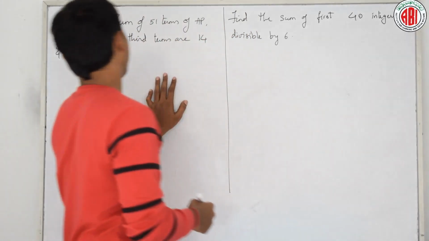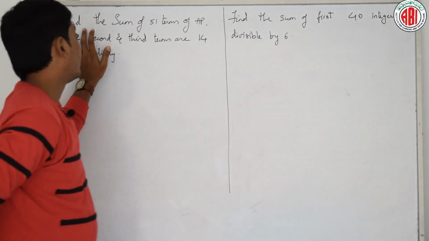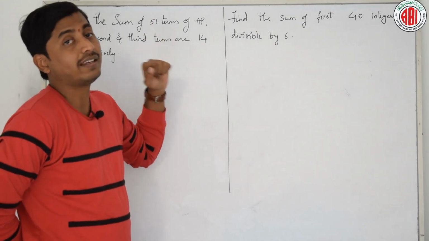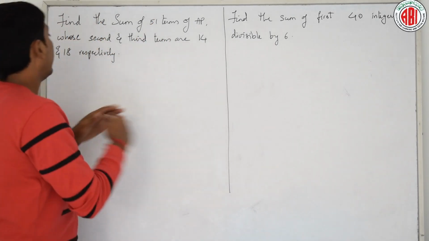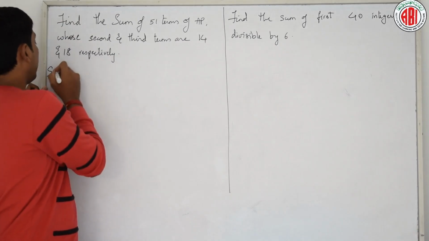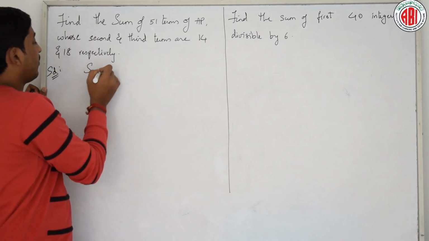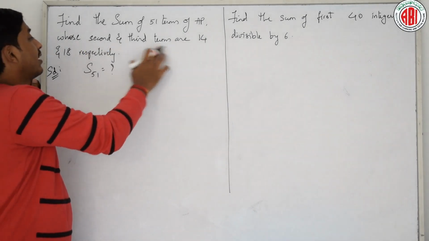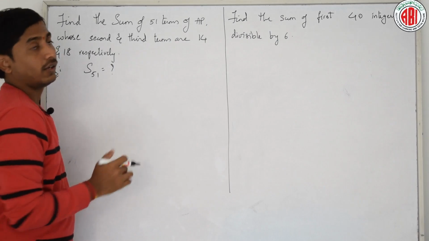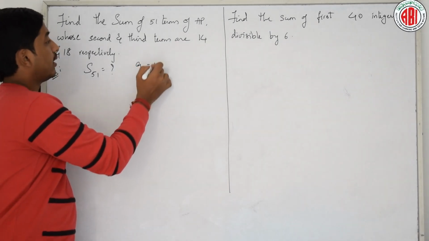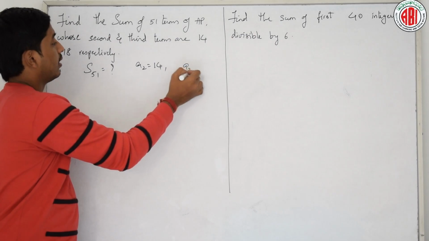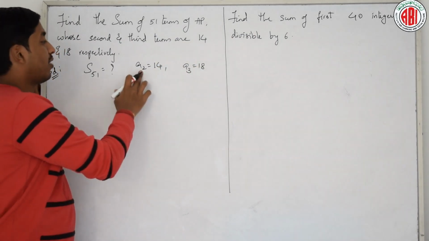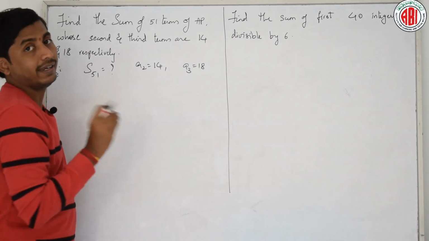The question given here is asking us to find the sum of 51 terms, where the second and third terms are given as 14 and 18. Okay, second term is 14, third term is 18. These are the things given. From this we are going to find the values of A and D.